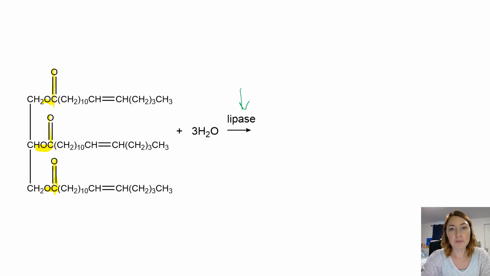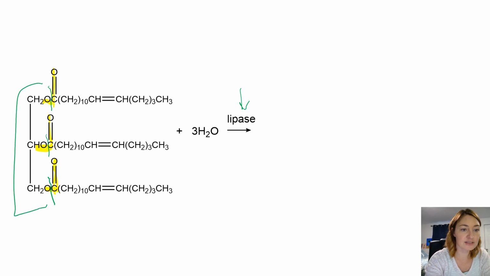So we're going to have a molecule of water. We are going to split our ester bond between that single oxygen and the carbonyl in each location. And remember that our glycerol, this portion, is going to reform. It's going to get 1 hydrogen from each of the water molecules. I'm going to start by writing that first. Forgive my handwriting.